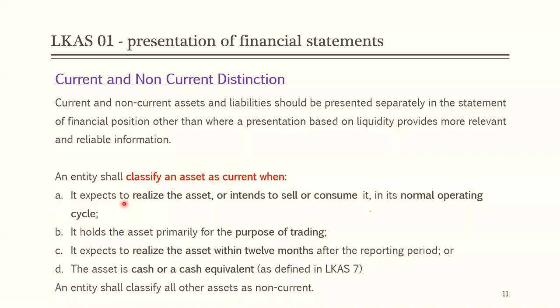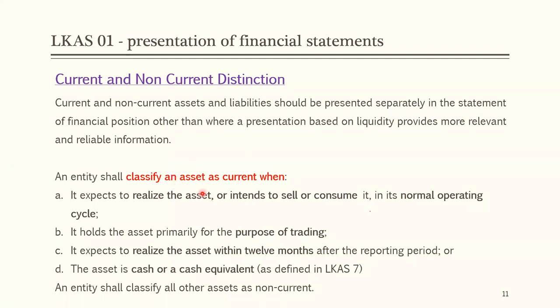In A, what it says is: it expects to realize the asset or intends to sell or consume it in its normal operating cycle. What is the normal operating cycle? We purchase raw materials, we make those raw materials into finished goods, we sell the finished goods to customers, customers pay us money, and from that money we pay our trade creditors. Again, we purchase raw materials. That cycle is the normal operating cycle. In that cycle we generate trade receivables and trade payables.